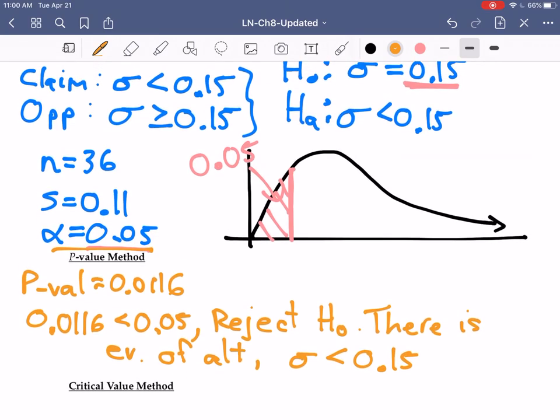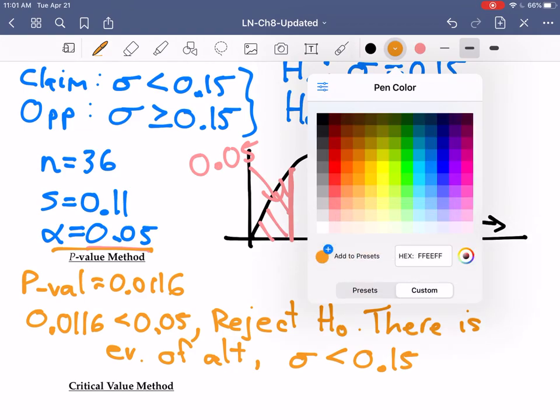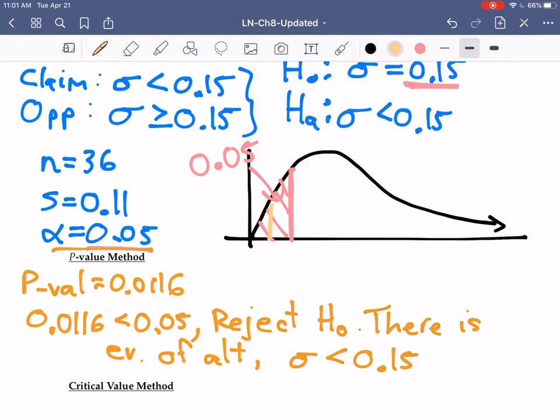In terms of that chi-squared distribution, what we've really done is we've said this 0.0116, that's all right here. Because 0.0116 is less than 0.05, we are in this region of rejection. We are in that tail.